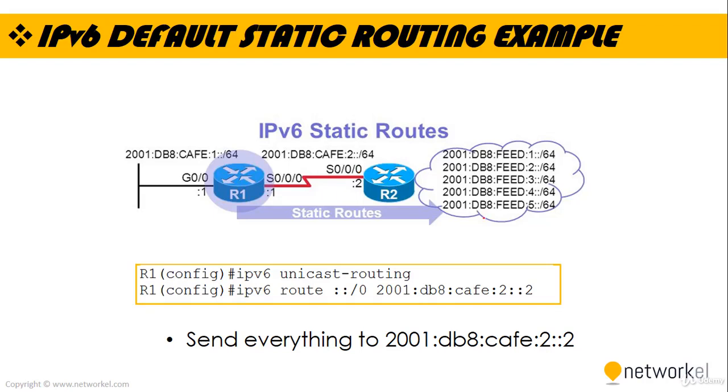And it's the same thing for the IP version 6 default static routing, but the command is IPv6 unicast-routing that we need to implement first, as you know. Then we are typing the IPv6 route with a double colon /0, which is the identical of 0.0.0.0 0.0.0.0 in IPv4, which means everything will be forwarded to this interface this time.